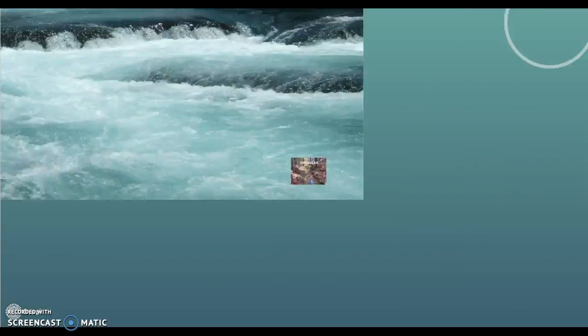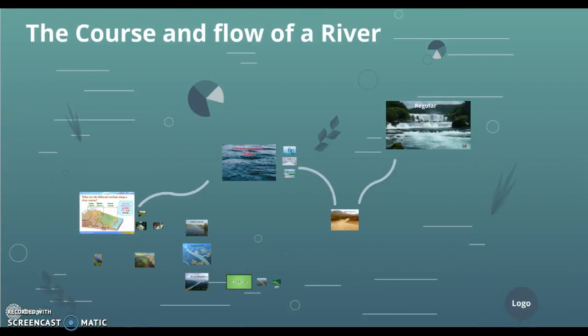So in general, these are the most important aspects of point 2 of the unit, the course and the flow of a river. So you know what the course is and what the flow is. The next day, as I said to you, I'm going to ask you about that. So I hope you know it.